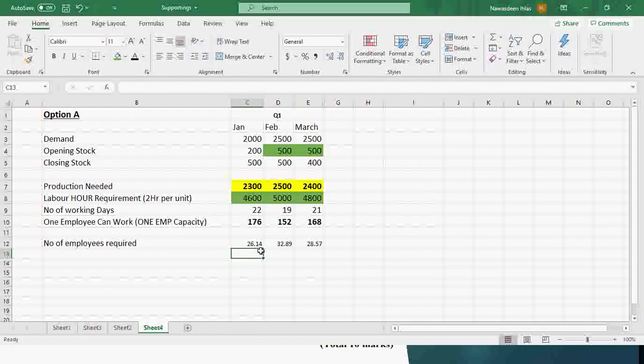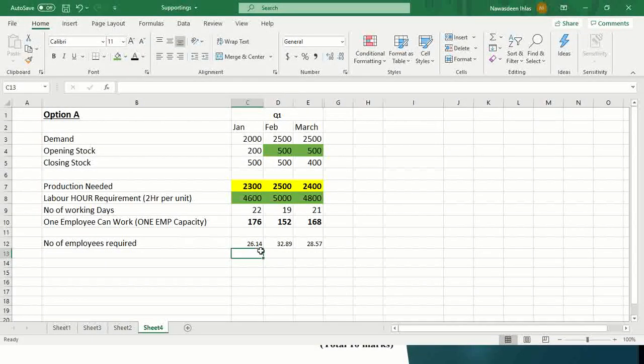So we can't divide our employees into parts, so 26.14 means it is more than 26, which means approximately 27. So number of employees we can divide. So here, more than 26, then we take 27. So 32.8 means it is 33. 28.57 means it is 29.